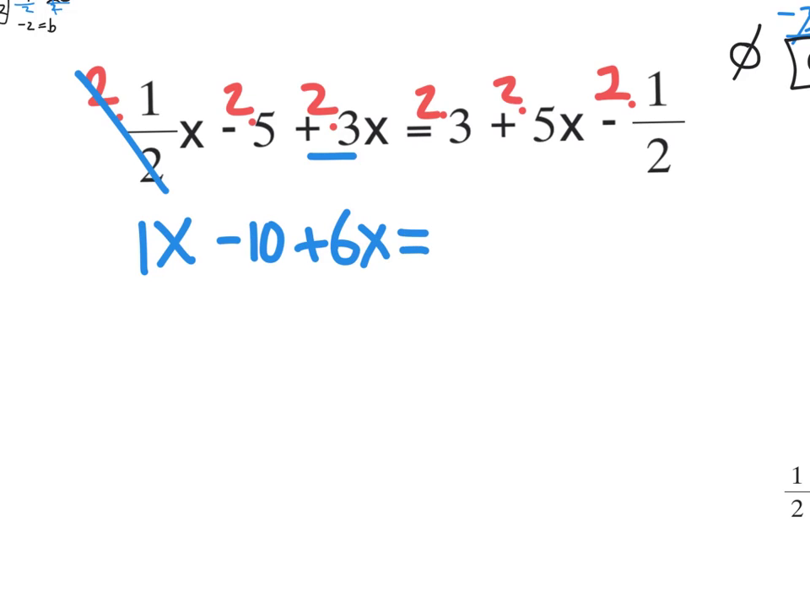The equal sign comes down. 2 times 3 is 6. 2 times 5 is 10 with an x. And the 2's cancel out up here. You end up with a minus 1 at the very end.